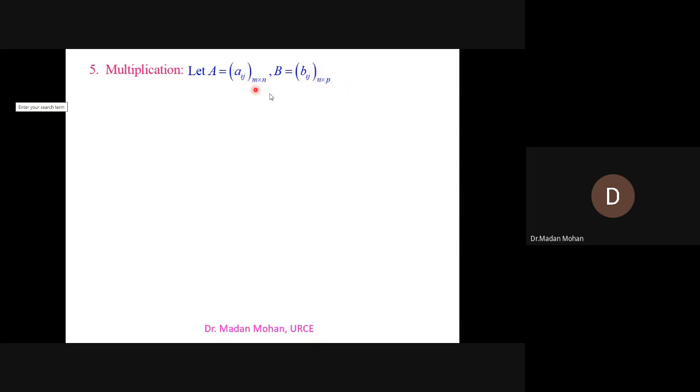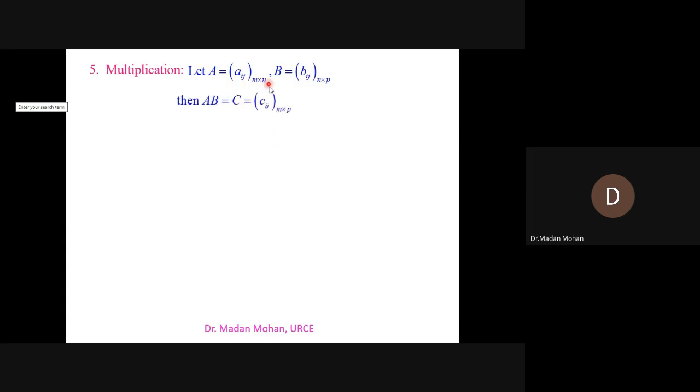Please observe, these two need not be square matrices. A is M cross N, and B should start with N cross P. Yet these two N's should be the same. Then only you can define A into B. Then A into B is a new matrix C.